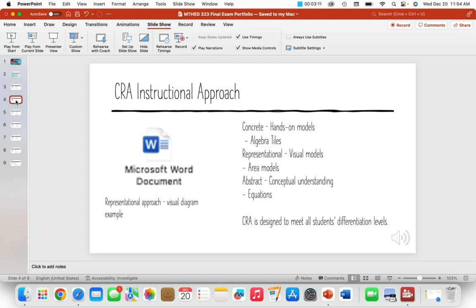The CRA instructional approach is specifically designed to meet the different developmental levels of your students. If you have students who are below expectations for learning, you can include those manipulatives in the lesson, as well as for those students that are exceeding expectations, you can have them already solving those abstract conceptual understanding problems.